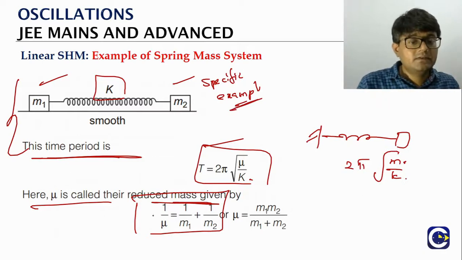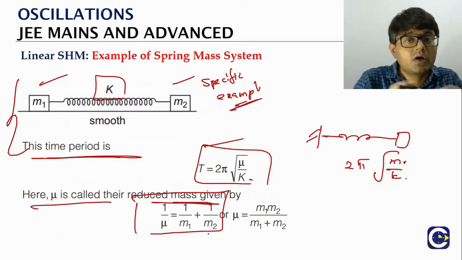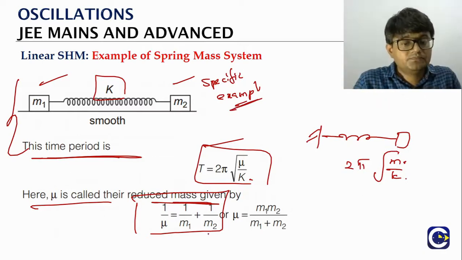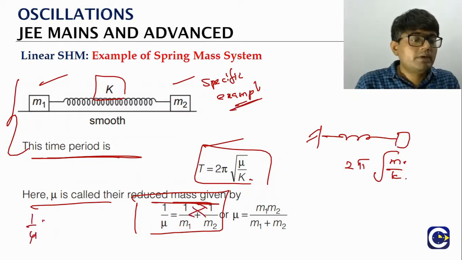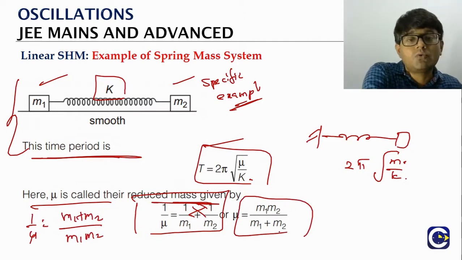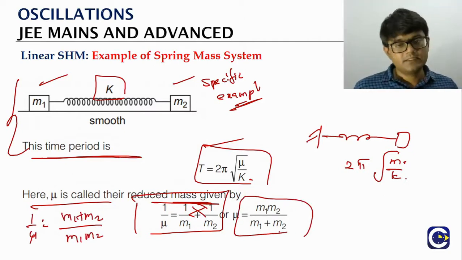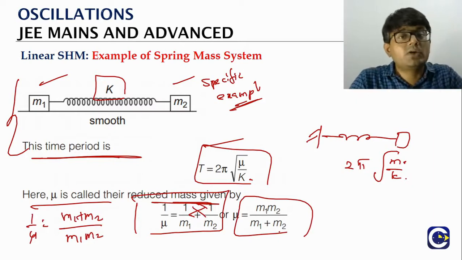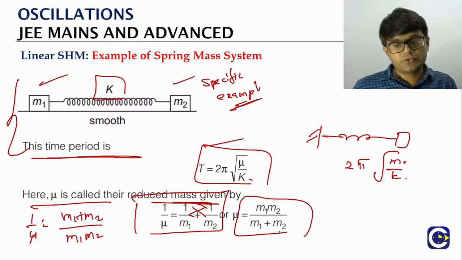Mu value will come from this relation. 1 by mu is equal to what? 1 by m1 plus 1 by m2. So if you take an LCM, what will we get? 1 by mu is equal to m1 plus m2 by m1 m2. Take a reciprocal, what will we have? Mu is equal to m1 m2 by m1 plus m2. That's it. That is the reduced mass. We will have to use which formula? The T is equal to 2 pi root mu by K formula we have to use.